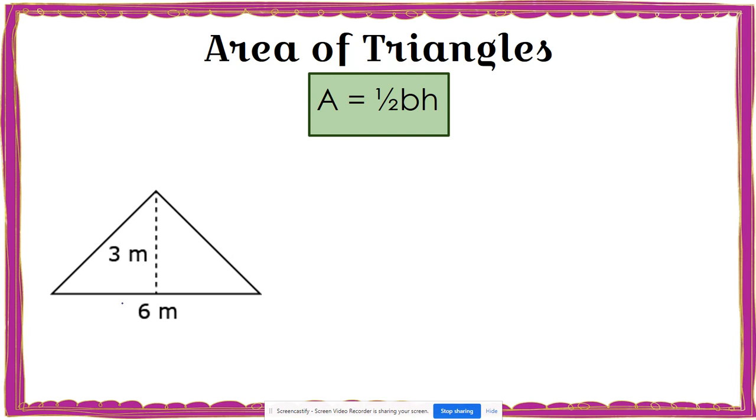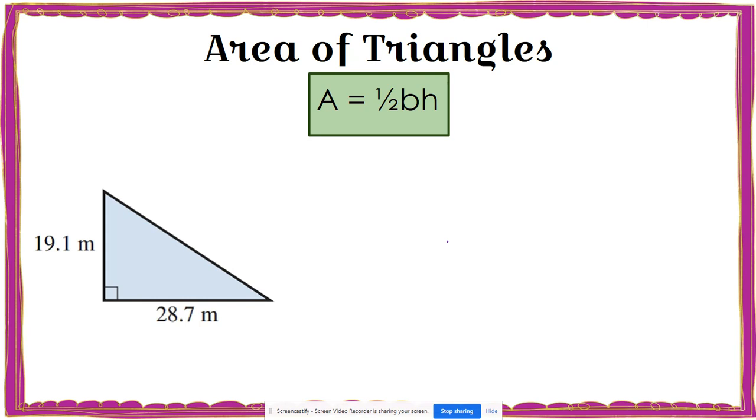For this triangle, I have a base of 6 and a height of 3. So to find area, I would do 1/2 times 6 times 3. 1/2 times 6 would give me 3. So then I would do 3 times 3, which would give me an area of 9 meters squared.